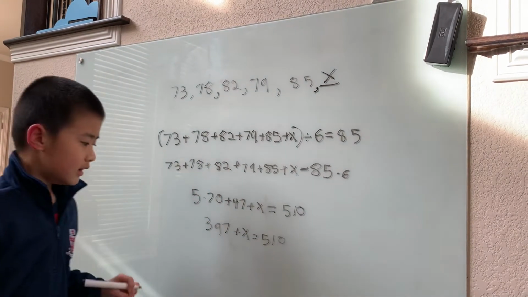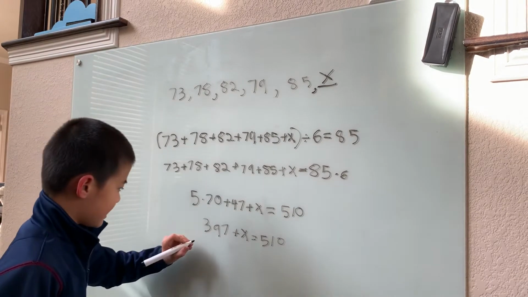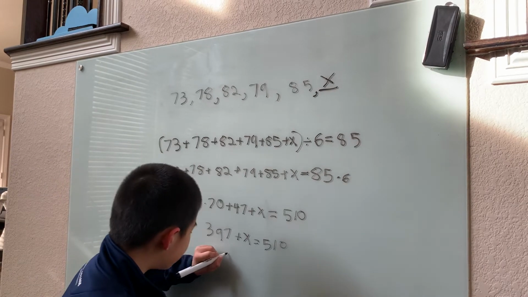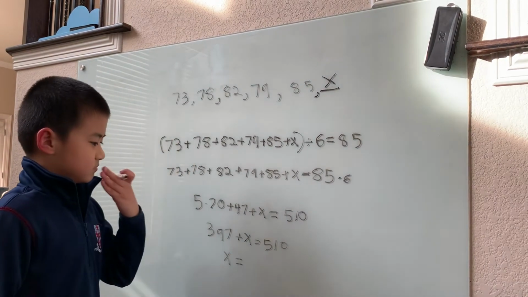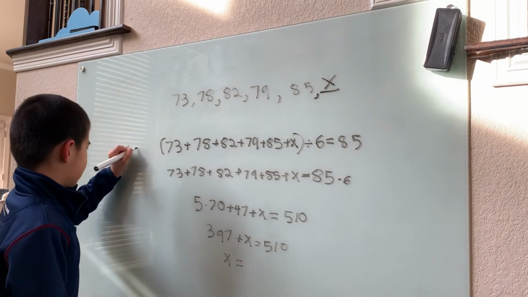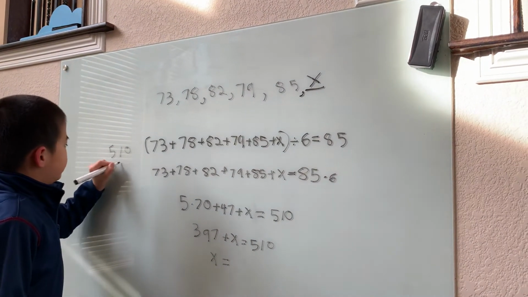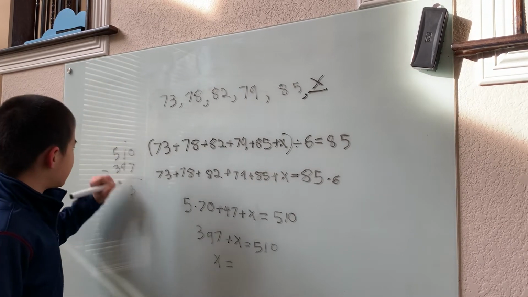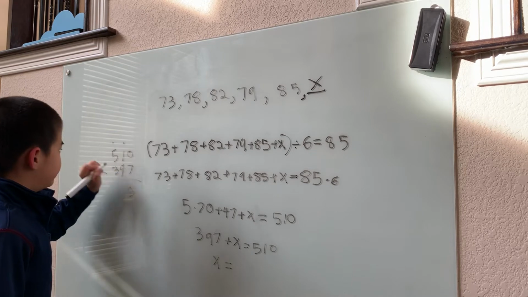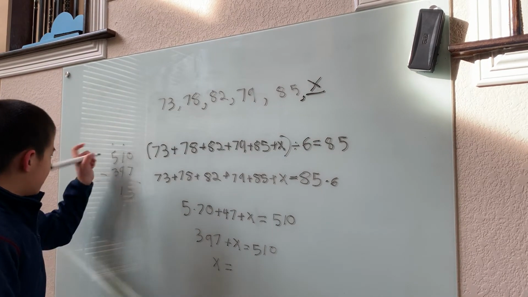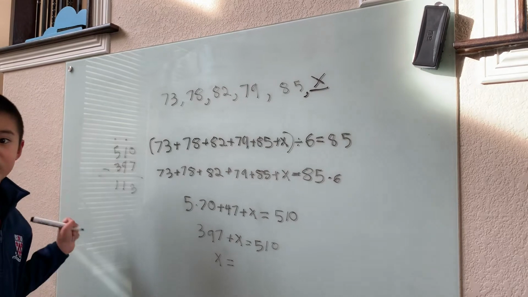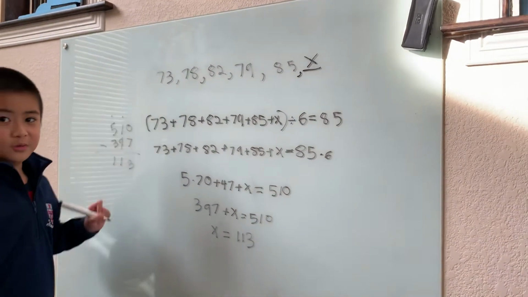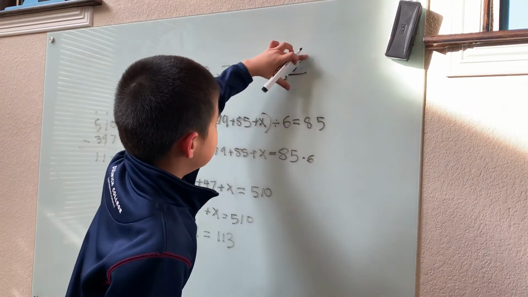And now I can just isolate x, subtract 397 from both sides. 510, I'll just use the stacking subtraction again. Minus 397. 10 minus 7 is 3, carry the other one. I'll just have 10 minus 9 is 1, and 4 minus 3 is 1. So x is 113. Cool. So x is going to be equal to 113.